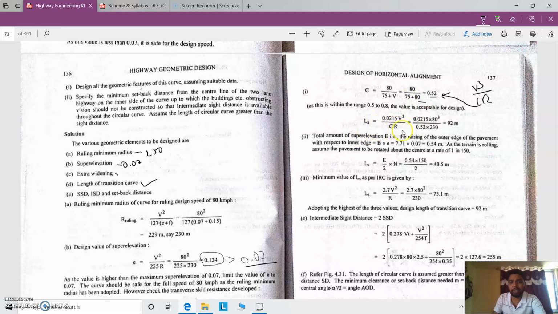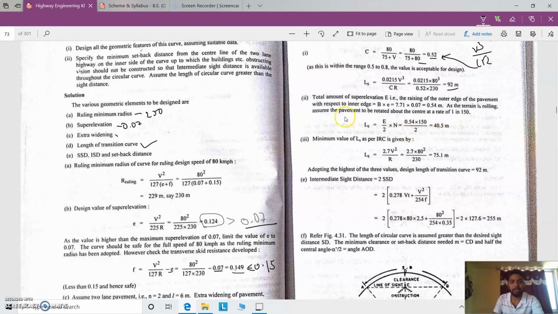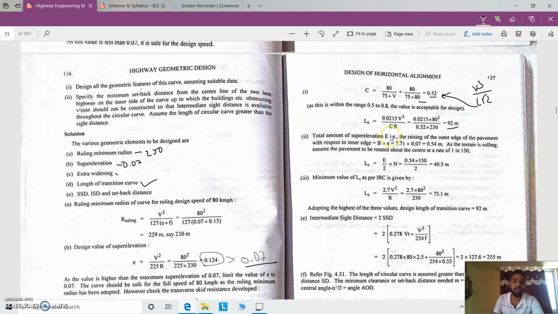And Ls can be calculated as 92 meters based on the rate of centrifugal acceleration, and based on super elevation, the amount of introduction of super elevation can be calculated. Here N is considered for plain terrain, where the pavement is rotated about its central axis. Or else we can consider the pavement rotated about its center line, toward the inner side. That means at that time we are not going to divide by 2 here.